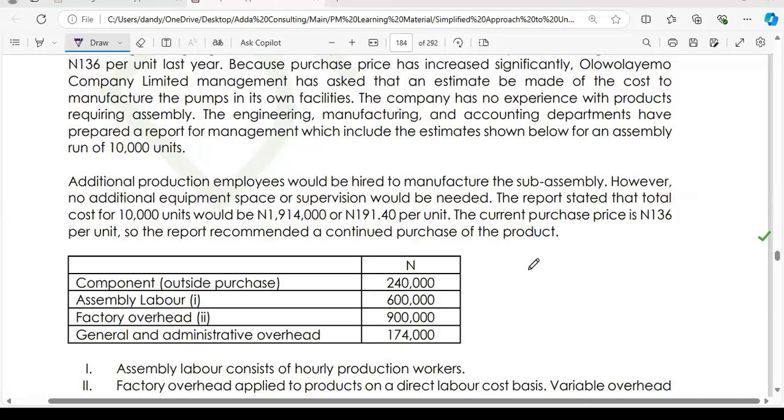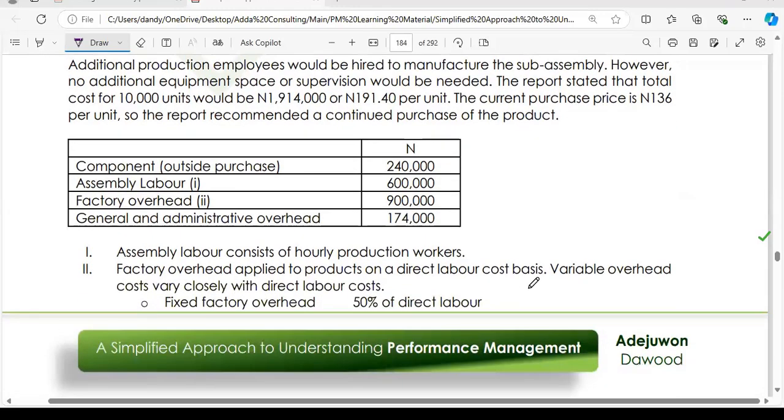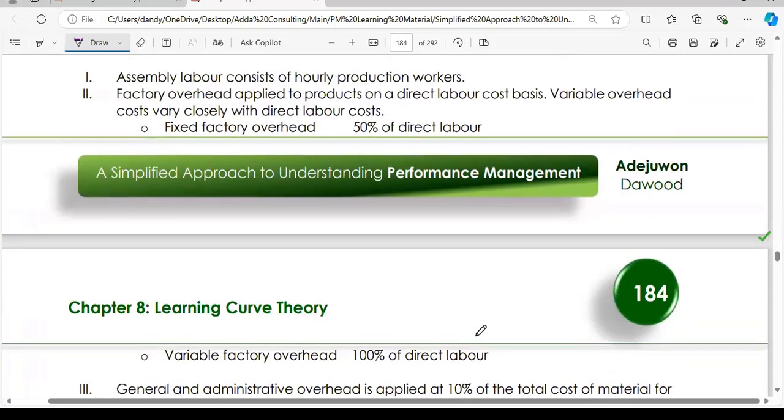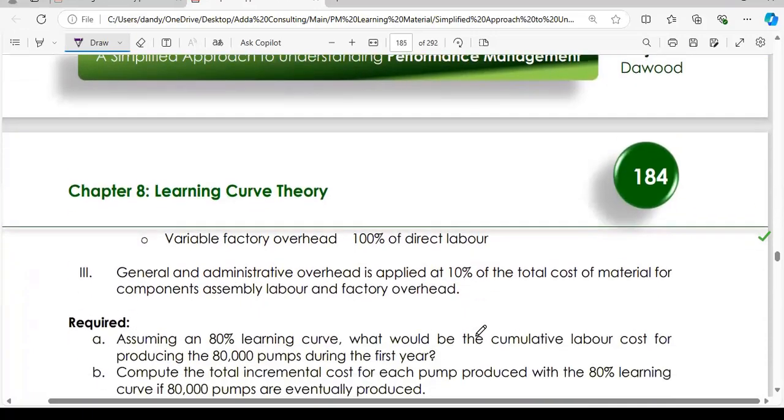And the table below. Assembly labor consists of hourly production workers, and factory overhead is applied to products on a direct labor cost basis. Variable overhead costs vary closely with direct labor cost. This is variable factory overhead, 100% of direct labor. So I can go down, please.